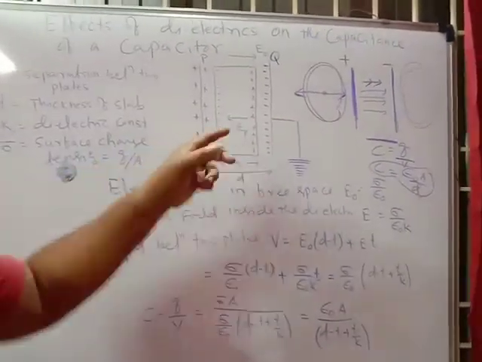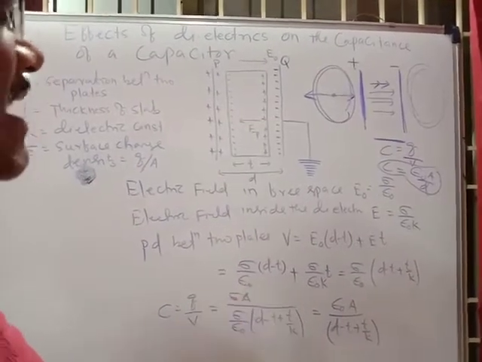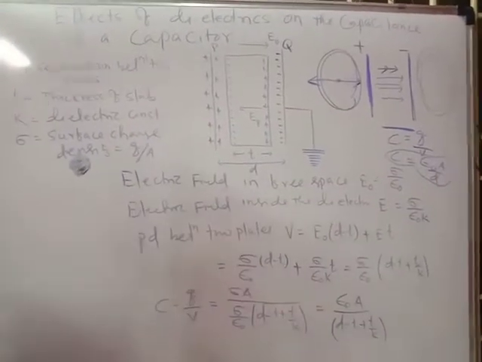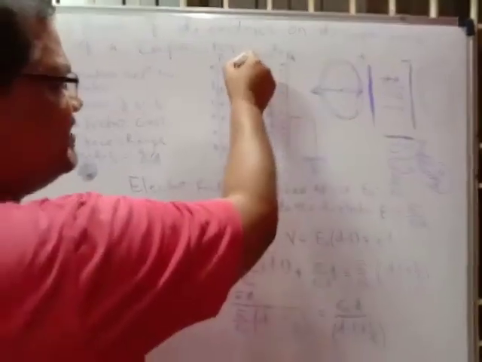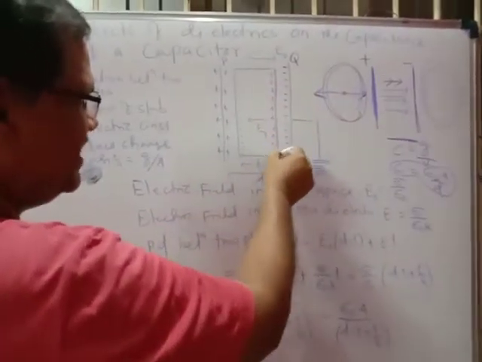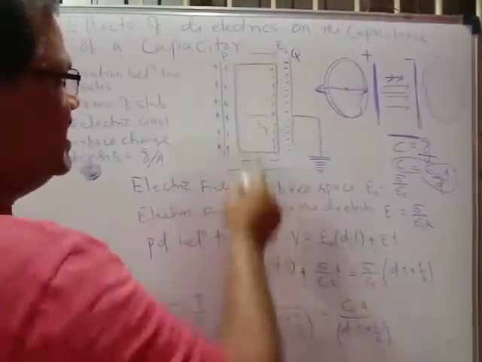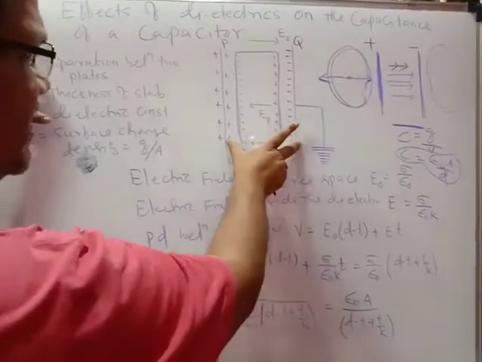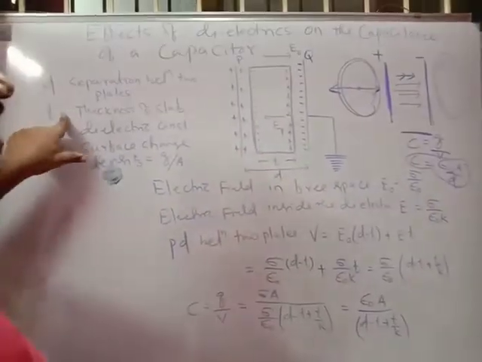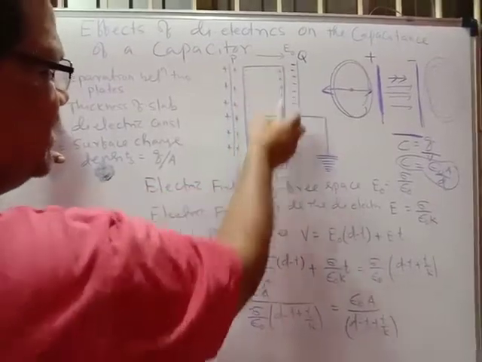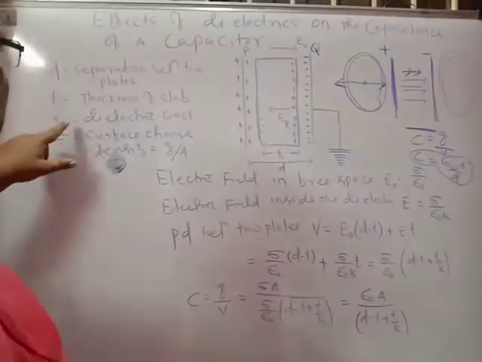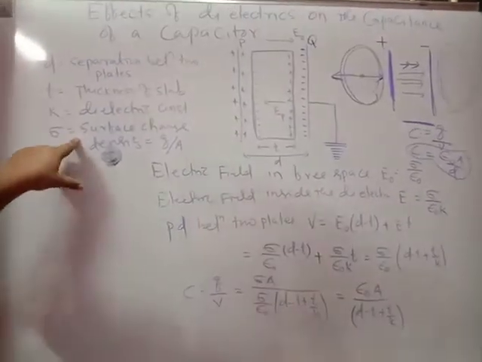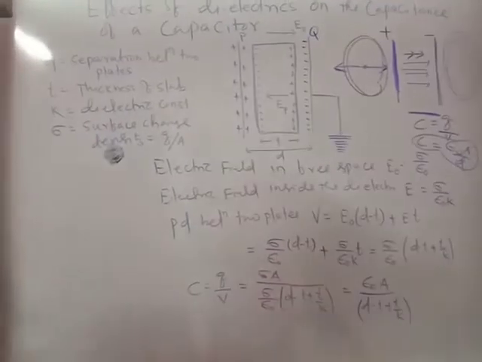If a dielectric slab is introduced in between the two plates of the capacitor, how does its capacity change? That is the most important thing. What happens if the dielectric slab is kept, what will be the effect on the electric field inside? Suppose a dielectric slab, small d is the separation between the two plates, and small t is the thickness of the slab. K is the dielectric constant, and sigma is the surface charge density, equal to Q upon A. That you already know.